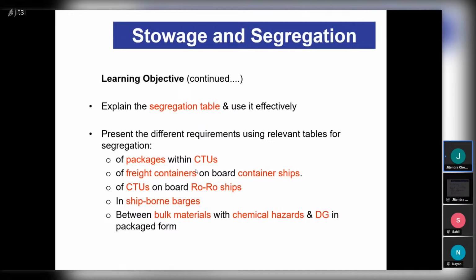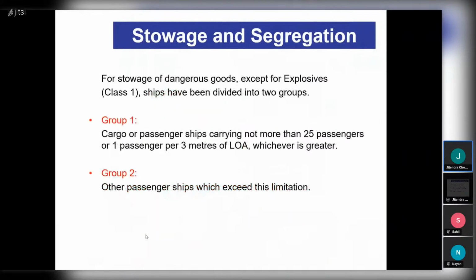So there are so many requirements for packaging with CTUs, freight containers, and then CTUs, ro-ro ships, shipborne barges, and in between bulk and chemical, there are some dangerous goods in package form also that we load as per the segregation table. So there we have divided it into 2 groups. One is cargo or passenger ships carrying not more than 25%, and in group 2 the passenger ships which exceed this limitation.